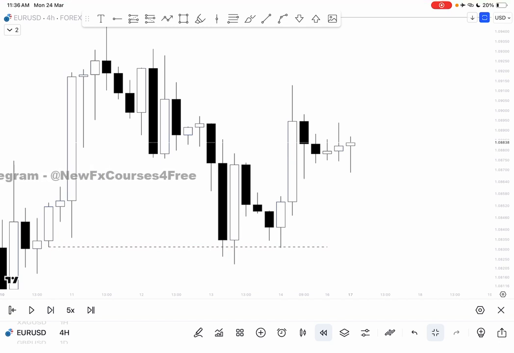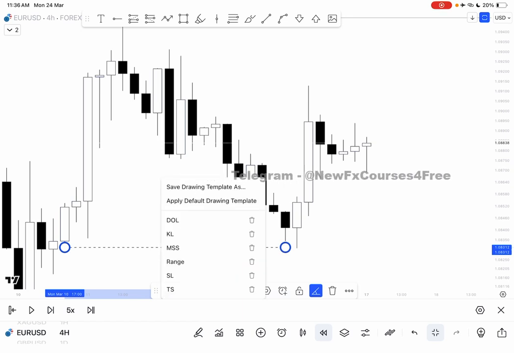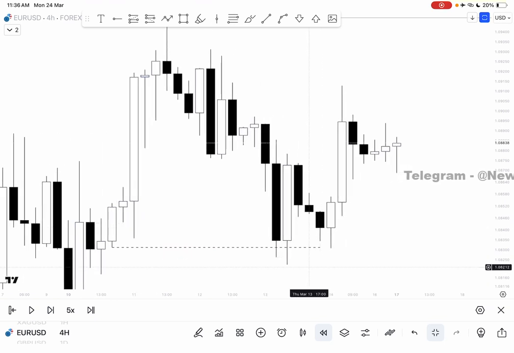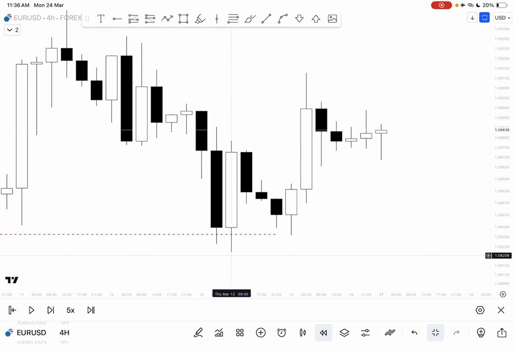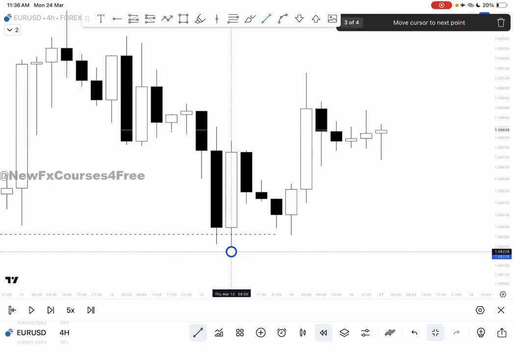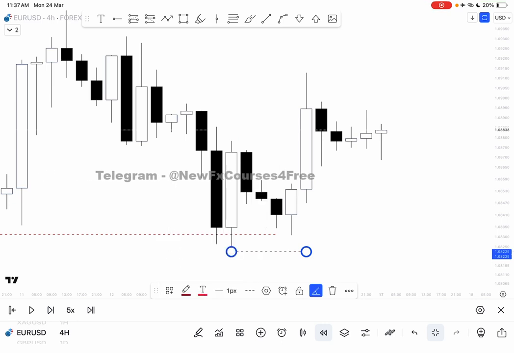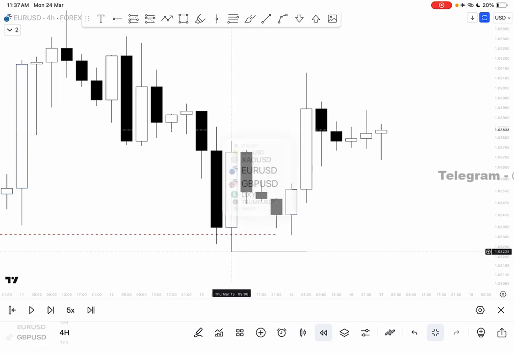Okay, here we are. So we swept this low, which was our candle range low, and we actually had an SMT here with GBPUSD. GBPUSD swept this low over here, but EURUSD did not actually take this low out. So we got a bullish SMT with GBPUSD. Let me show you the SMT real quick.